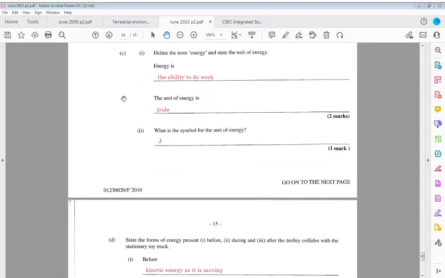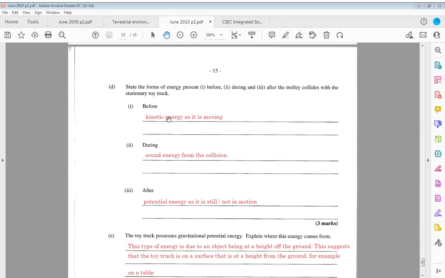Then part C, one, define the term energy and state the unit of energy. So energy is the ability to do work. The unit of energy is the joule. And what's the symbol for the unit of energy? Capital J. Easy 3 marks.